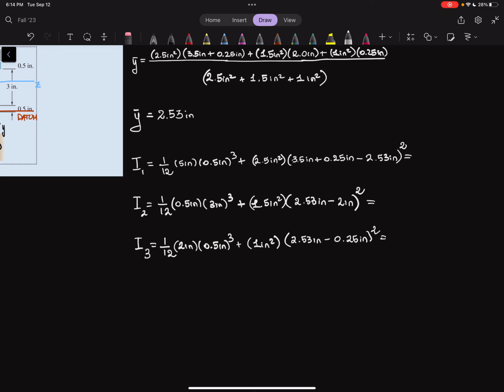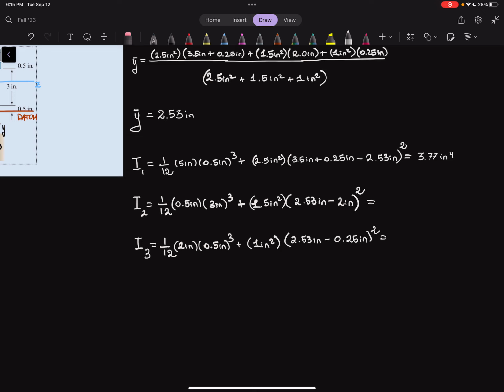So 1/12 times 5 times 0.5 to the third plus 2.5 times 3.5 plus 0.25 minus 2.53, all of that squared. And then we get 3.77. So 3.77 inches to the fourth. That's a small number. It makes me sus a little bit, but I guess we have decimals everywhere.